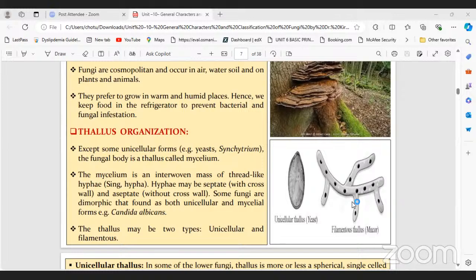This condition is known as the coenocytic condition. Very important. What is the coenocytic condition? The hyphae may be septate or aseptate. The aseptate hyphae have nuclei scattered in the cytoplasm. This condition is known as the coenocytic condition.